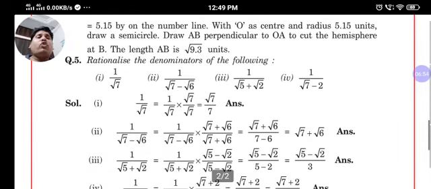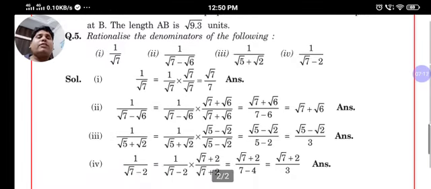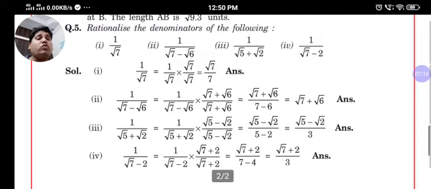Now question 5 is: rationalize the denominators of the following. Now we want to rationalize. So 1 by root 7: in the denominator we have root 7, so multiply by root 7 upon root 7. Root 7 into 1 is root 7 in the numerator, and the denominator has root 7 square, which is 7. Then 1 by root 7 minus root 6: we multiply in numerator and denominator both by root 7 plus root 6 upon root 7 plus root 6.